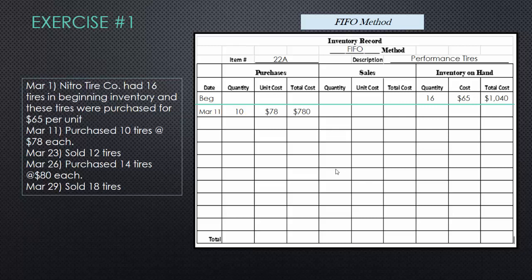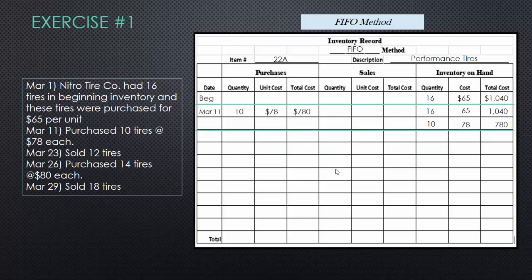And just like we did under LIFO, we have to layer our inventory. So let's bring down what we had. We had 16 $65 tires and add a new layer for our new units purchased. The 10 tires with a unit cost of $78 a piece for a total cost of $780.